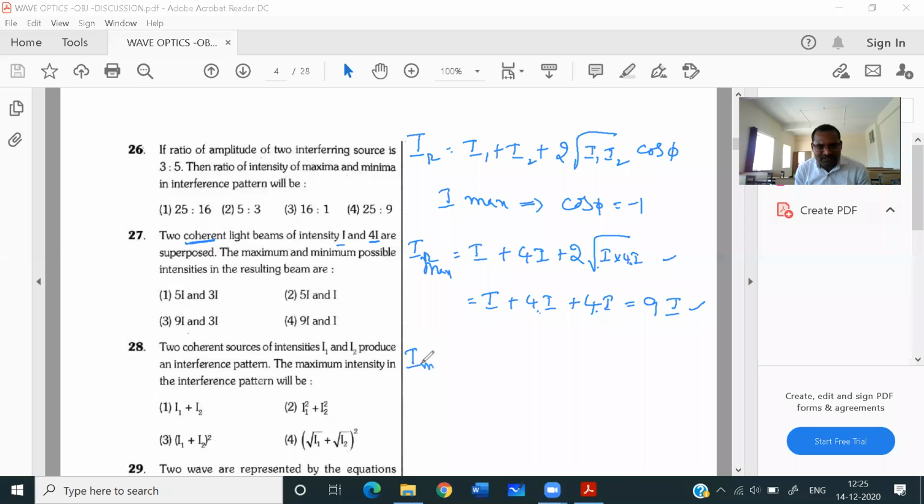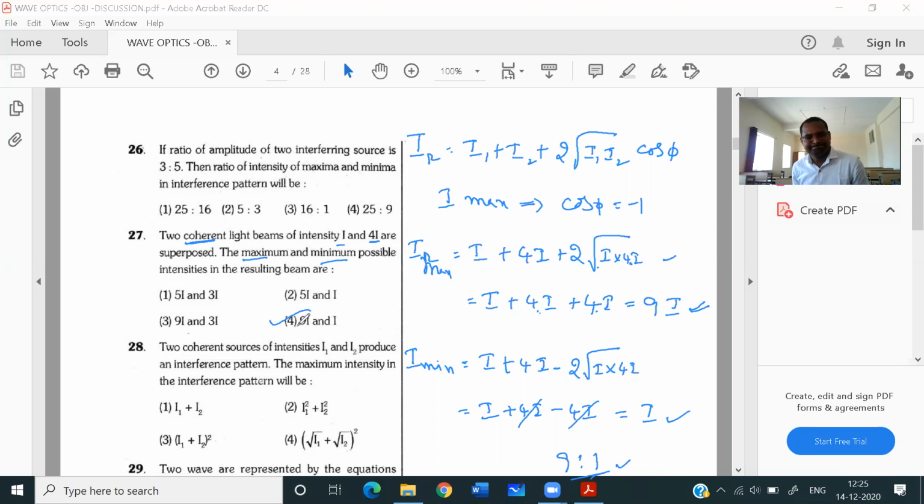Minimum intensity how much? I1 is I, I2 is 4I, plus 2 times root of I into 4I. Cos phi should be minus 1, then only it will be minimum intensity. So it will be I plus 4I minus 4I; 4I minus 4I cancel, so it is I. The ratio of maxima to minima they are asking: maxima is 9I, minima is I, so the ratio is 9 is to 1, correct? Yes, 9I, 1I.